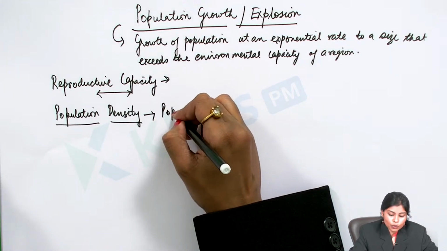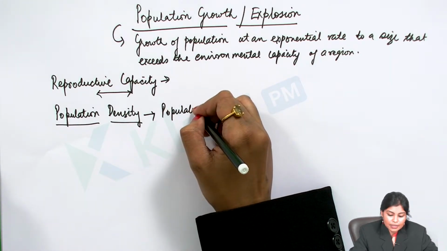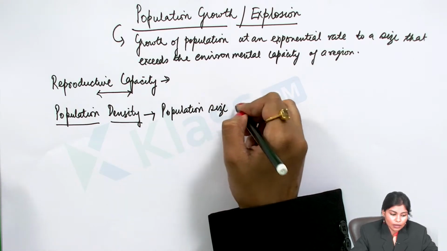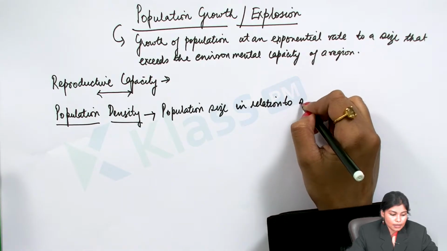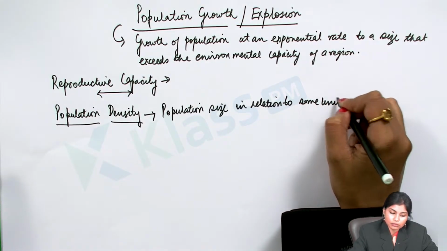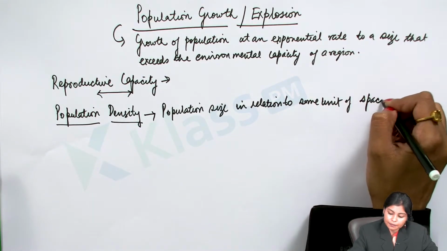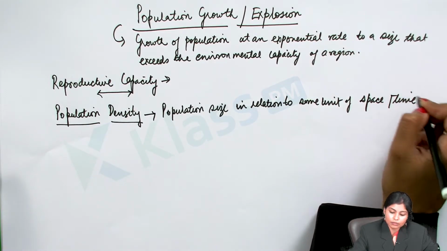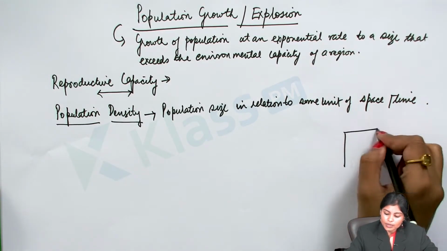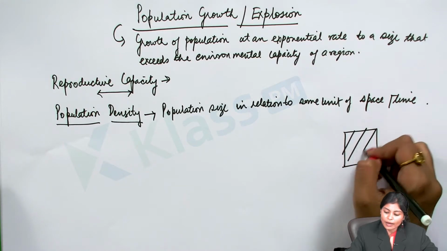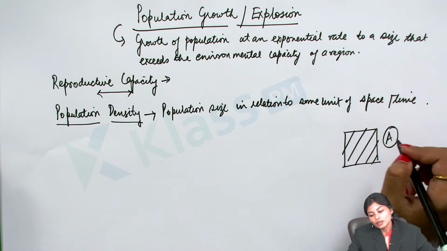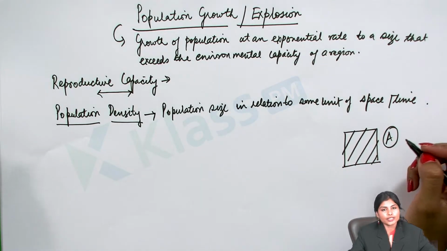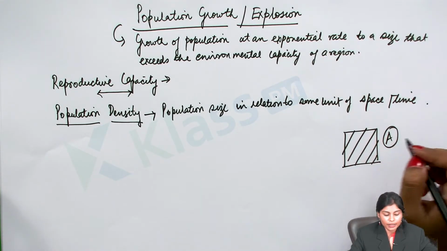Population density is population size in relation to some unit of space or time. Suppose this is the amount of space that you have in one particular country or continent. Now in this particular area, how much population is staying, that will tell you the population density.